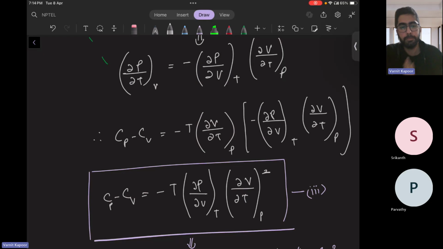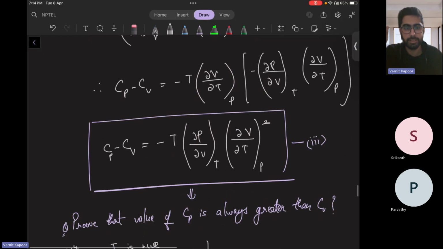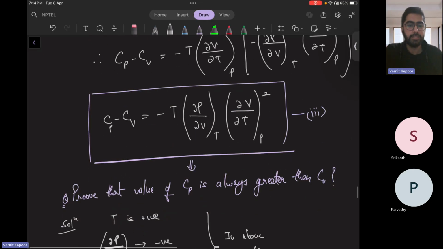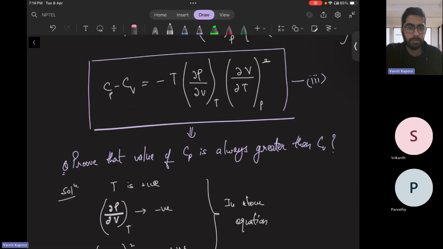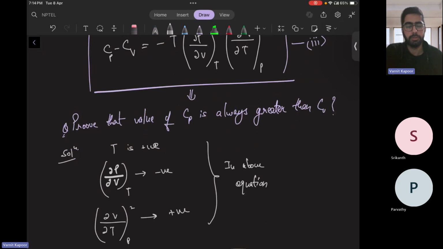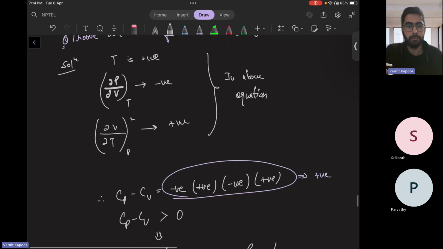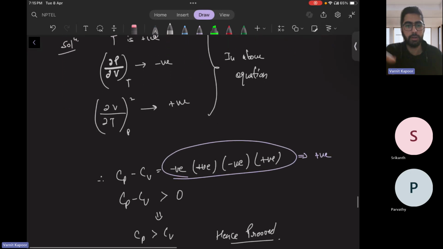From here I ask you to prove that Cp is always greater than Cv. How can we prove that? The first term T is always positive. The second term will always be negative because if pressure increases, volume decreases; both are inversely proportional. And the last term is a square value, so it's always positive. So the product of negative and positive terms, with the leading negative sign, is overall positive. So Cp minus Cv is greater than 0, so Cp is greater than Cv.